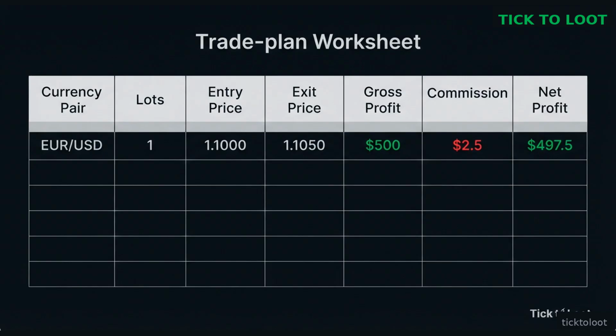It also helps you compare different brokers. If another broker charges a $5 flat fee, your net profit would drop to $495, which might influence your choice. The key takeaway is to always record the commission on the same worksheet you use for entry, exit, and risk, so every trade's true profitability is crystal clear.